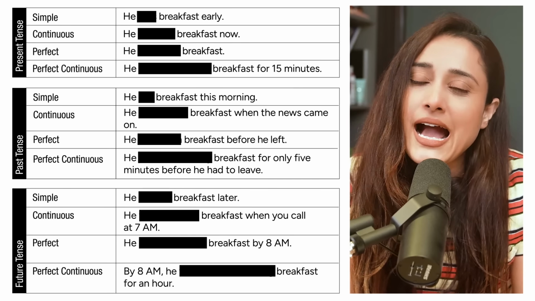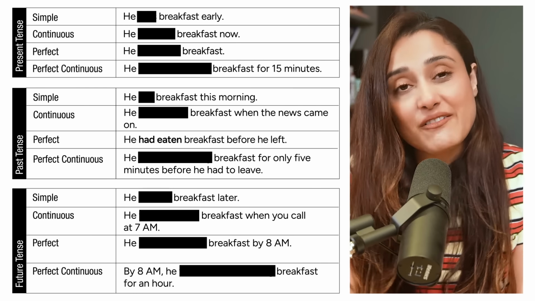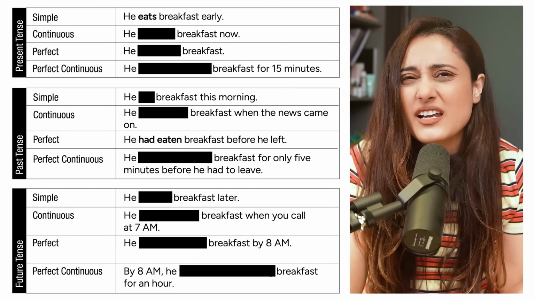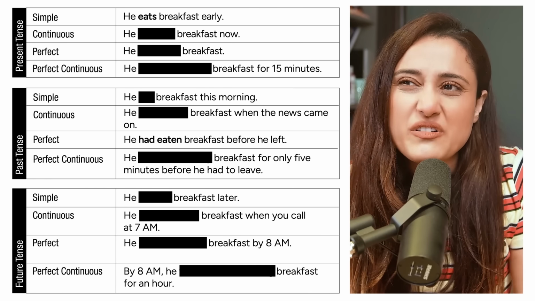Past perfect. He had eaten breakfast before he left. He eats breakfast early. Now, if I say he eats breakfast, it will be very weird because everybody eats breakfast.